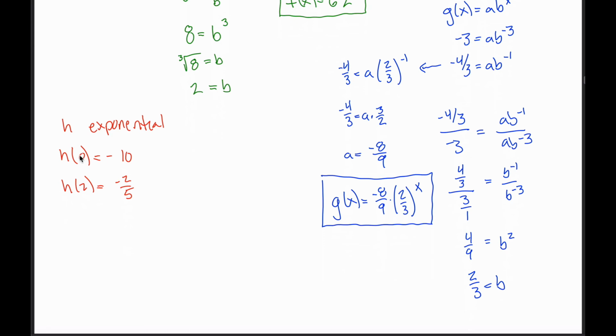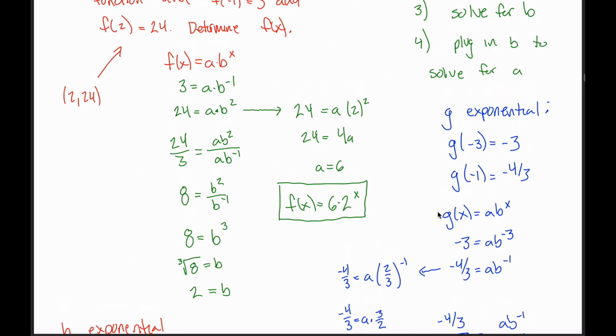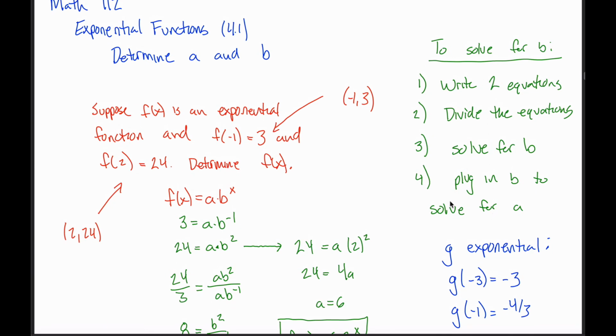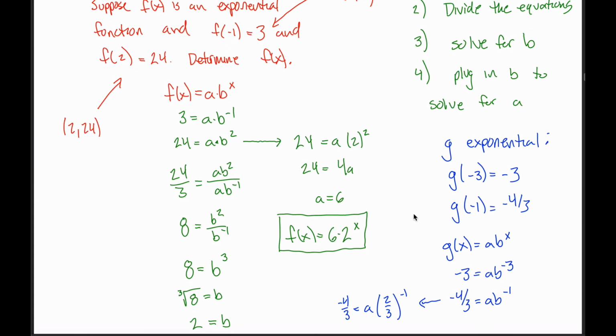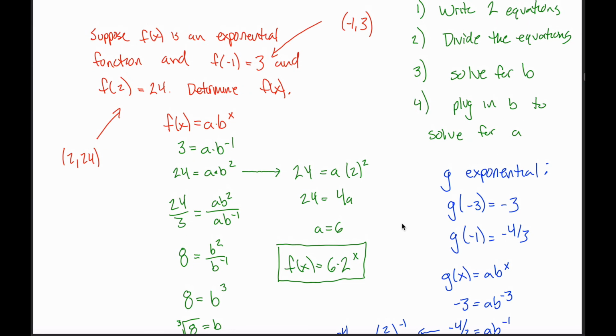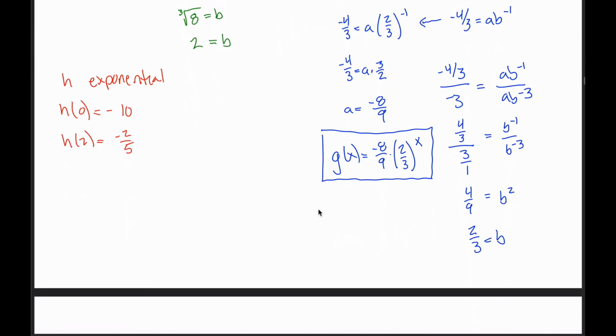And it's worth pointing out that in this case that you have a 0 right here, you could still do this the same way we've been doing them. You could still follow these same steps. It's still totally fine to set up two equations, divide the two equations, solve for b, plug in to solve for a. That will still work. However, you don't need to do all that because there's a quicker way.